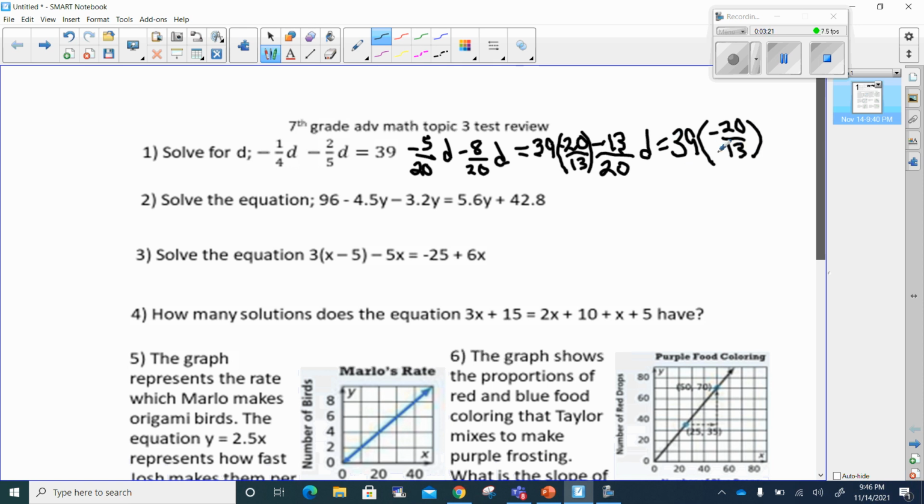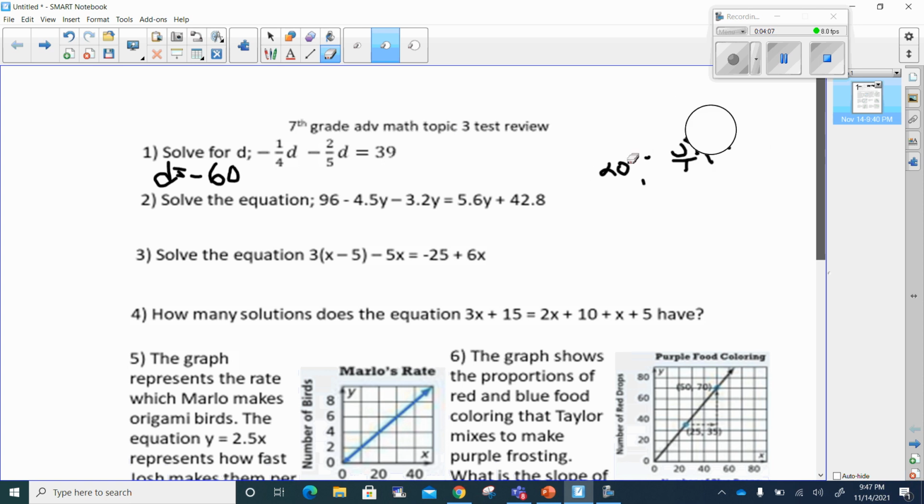This looks like it's going to be some serious work, but then I remember this is really 39 over 1, and 13 goes into 39 3 times. So I can get rid of the 13 and the 39. 13 goes into 13 once. 13 goes into 39 3 times, and suddenly all I have is 3 times negative 20. That's easy. So 3 times 2 is 6. 3 times 20 would be 60, and 3 times negative 20 then would be negative 60. So that means D is equal to negative 60. All right.